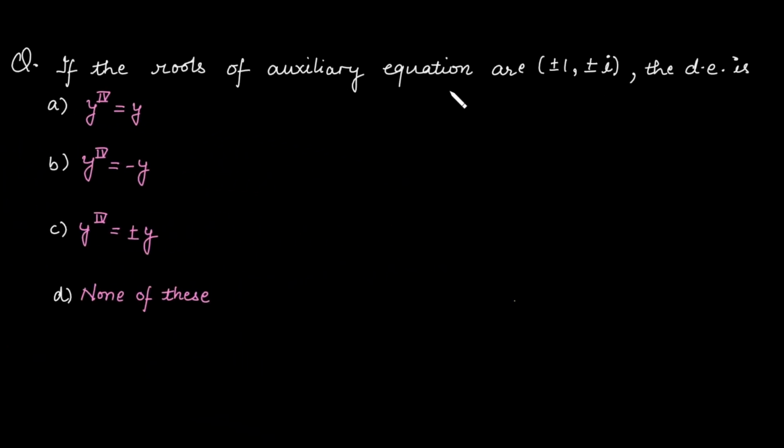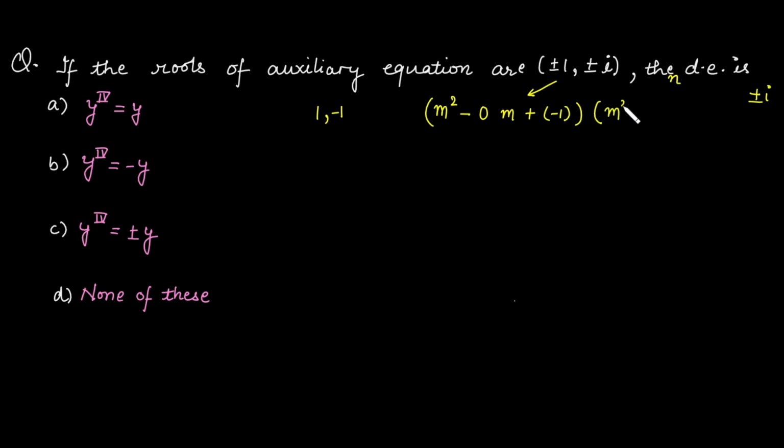Next question is, if the roots of the auxiliary equation are plus minus 1, plus minus iota, then the differential equation is what? So again write this form, m plus minus 1. We can write this as m square minus (sum) m plus constant. What is the sum of these two? That is 0, because we have roots 1 and minus 1. What is the product of this one? That is minus 1, into, for this case, plus minus iota.